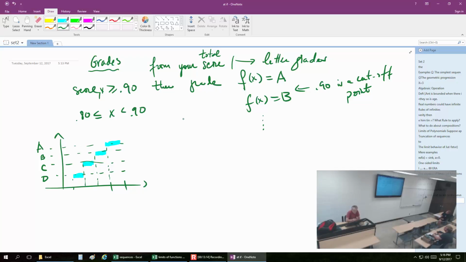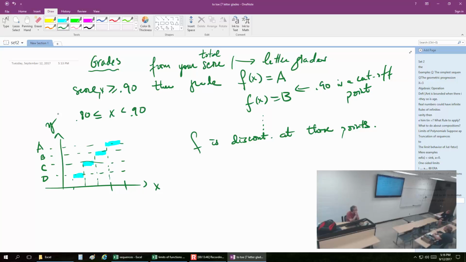It is not continuous. So f is discontinuous at those points. Okay, and remember what it means. If we go back to continuity, it means that a small error of the input, which is x, your score, will lead possibly to a large or significant, not negligible, error of the output.